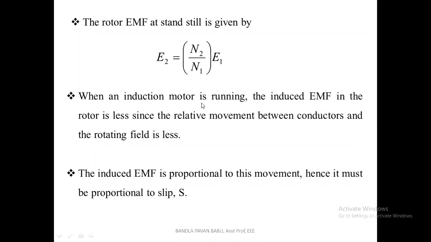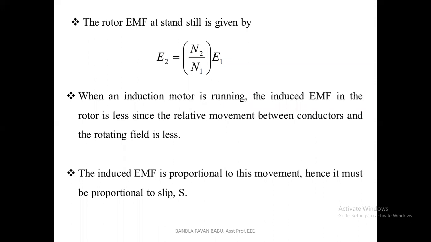Next, when an induction motor is running, the induced EMF in the rotor is less, since the relative movement between the conductors and the rotating field is less. What does it mean? When the rotor starts rotating in the motor, the induced EMF in the rotor is less. Why? Because the rotor conductors are linked with the rotating magnetic field and start rotating, so it cannot be the maximum value. It cannot be equal to E1 or E2.